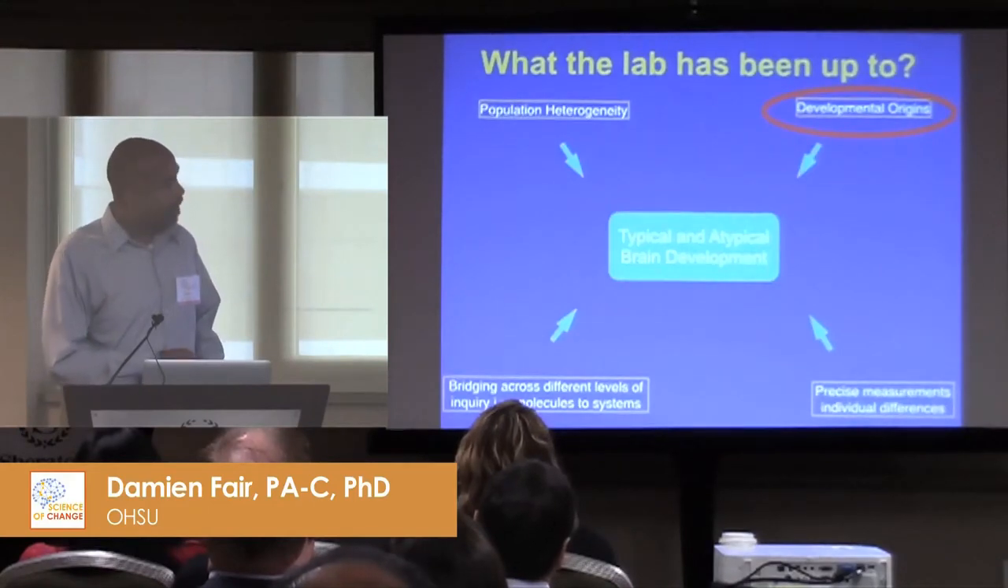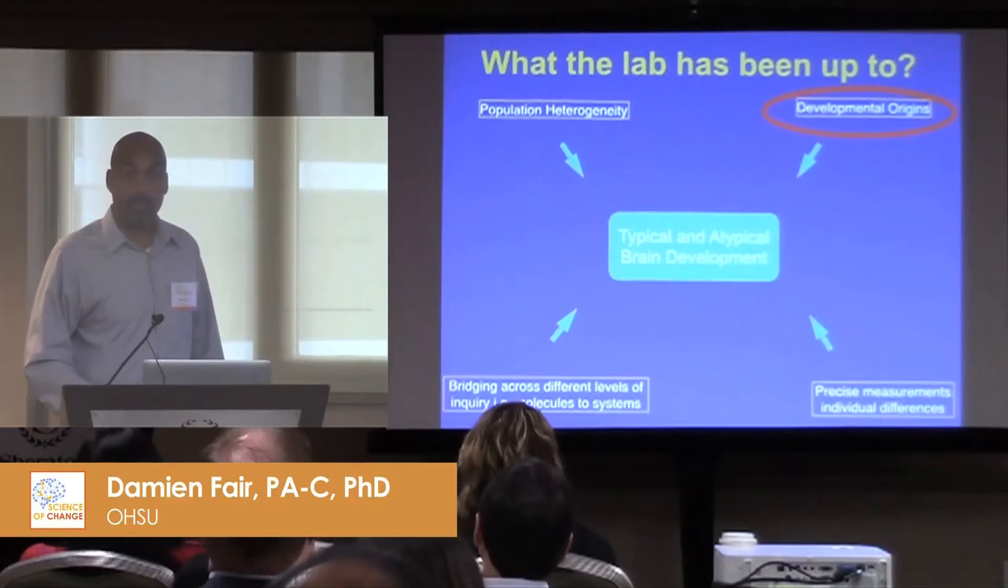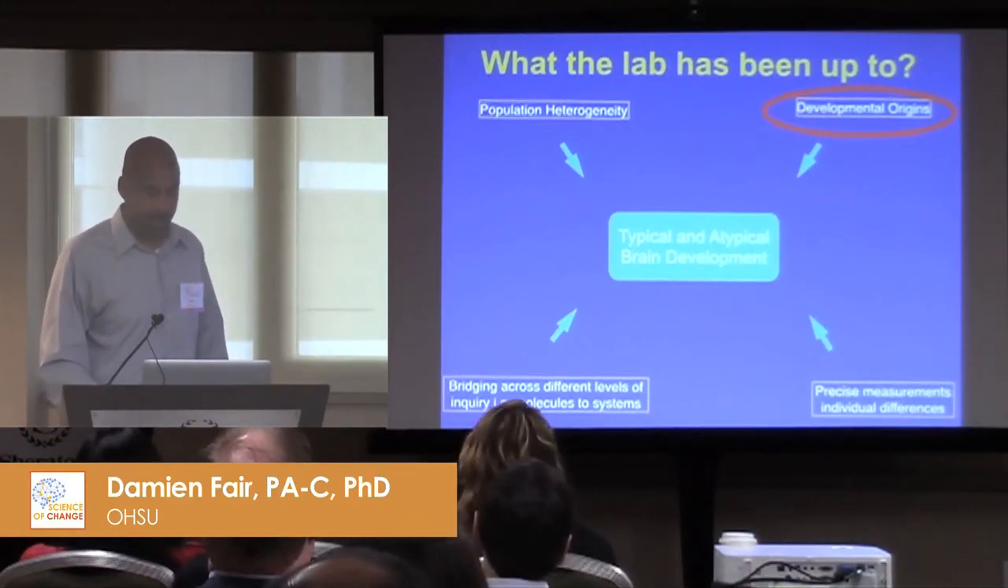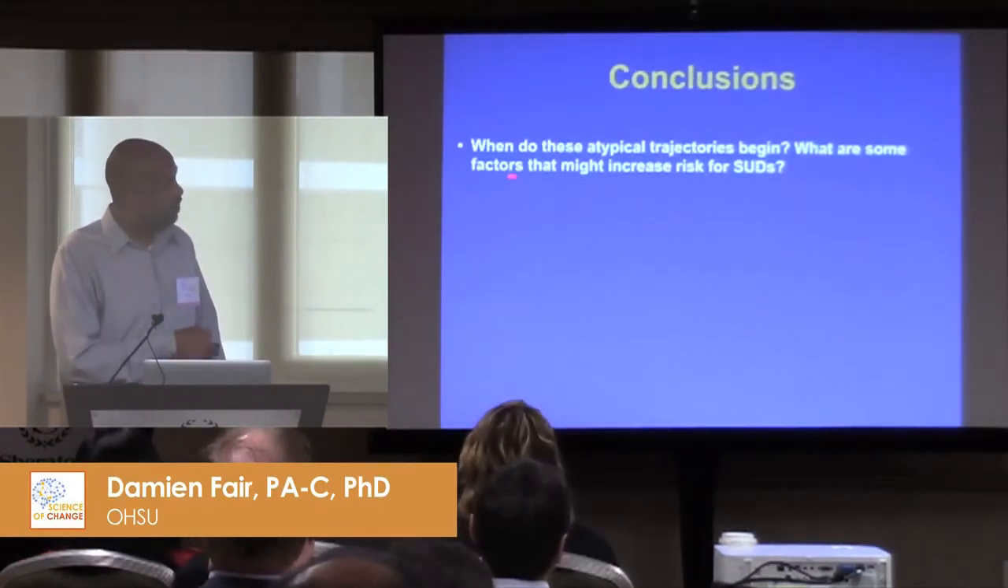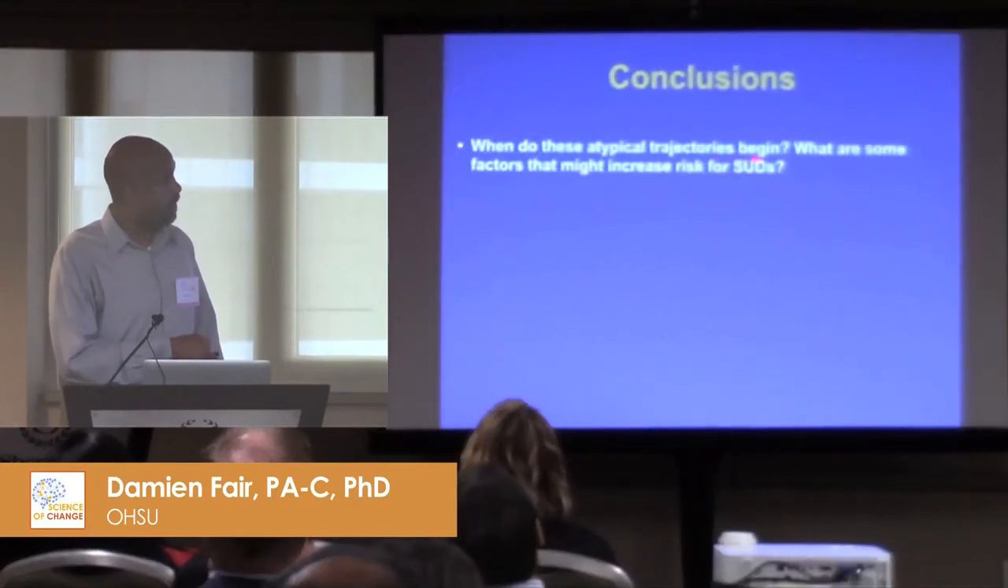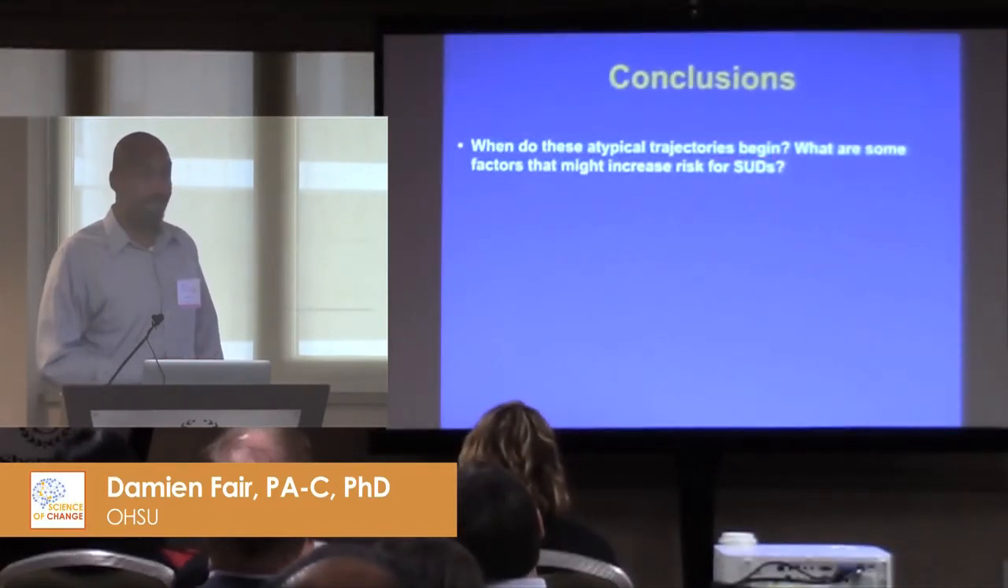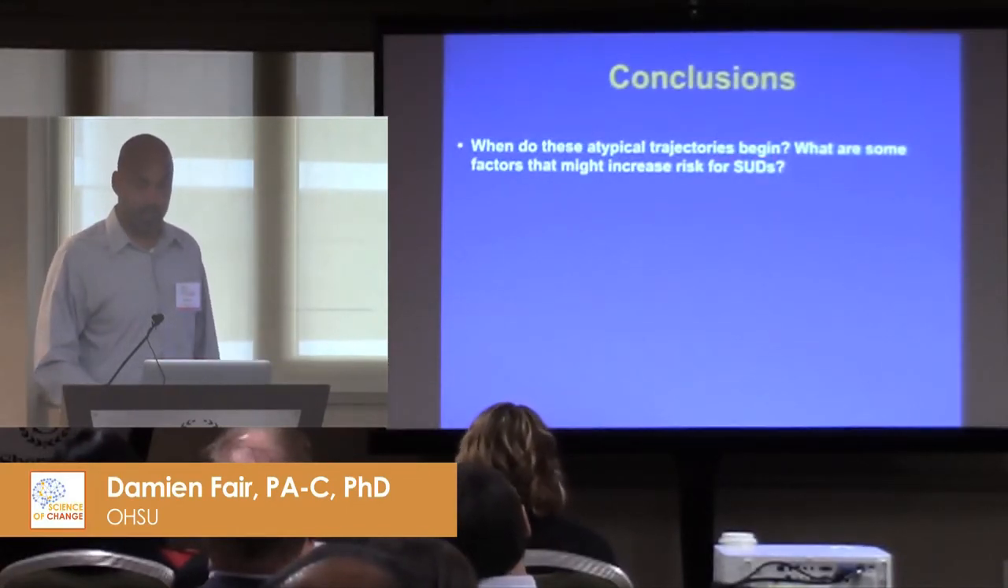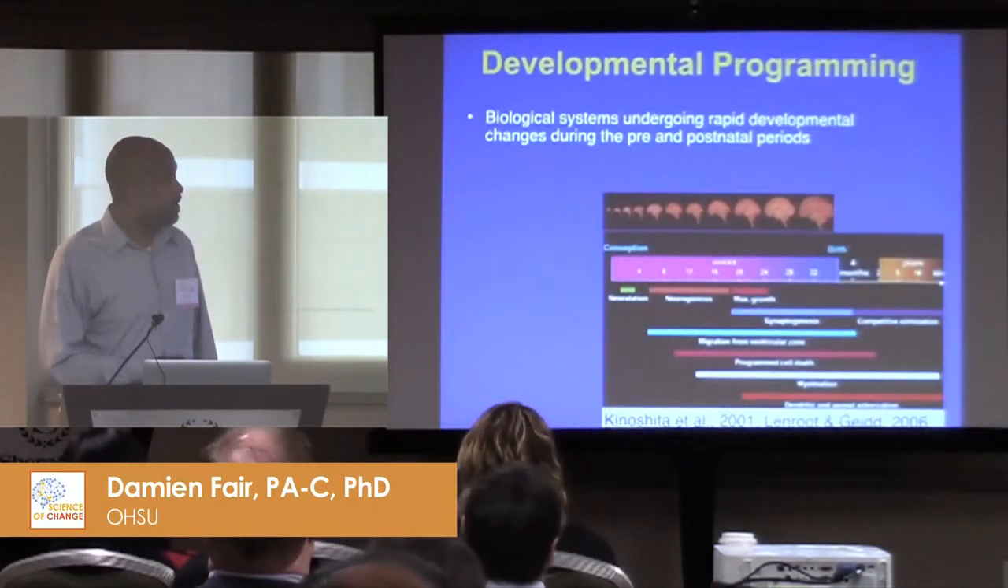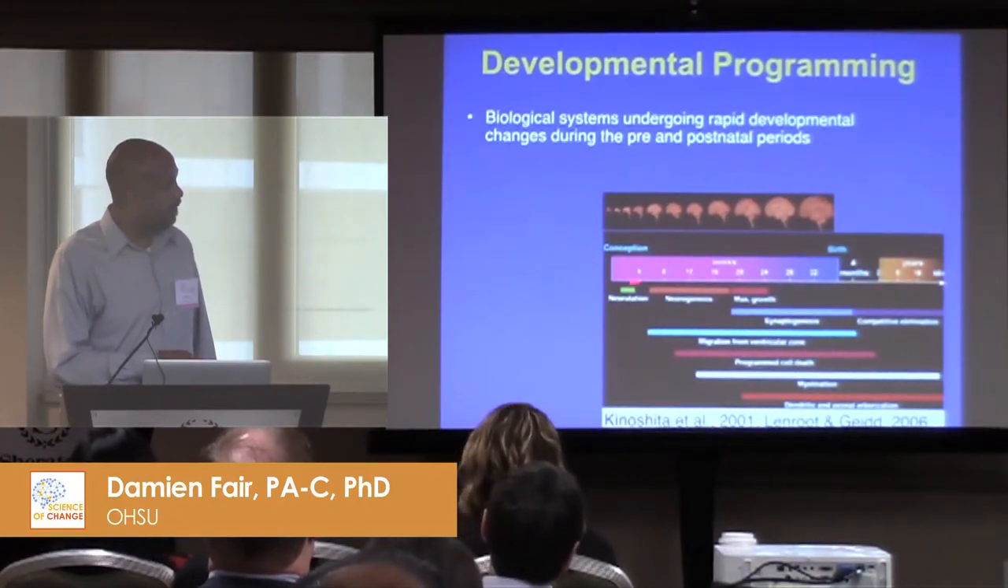Okay, so the other piece here is developmental origins, which we think is really important for the types of questions that we're asking. The thing is, when do these atypical trajectories begin? What are some factors that might increase the risk for it? Okay. Where do we start? Well, here's just a quick picture of a timeline of life that starts at conception and ends at approximately age 60, apparently.